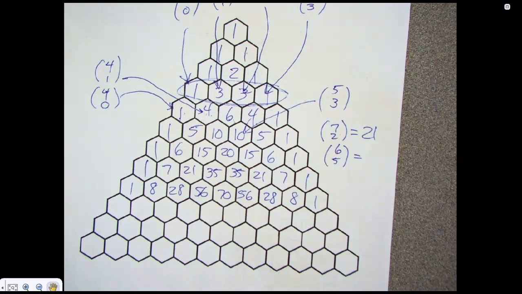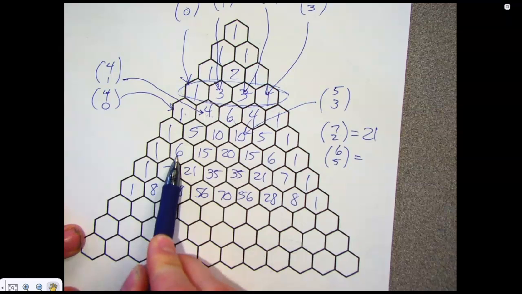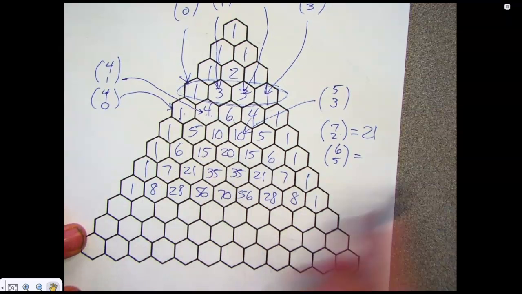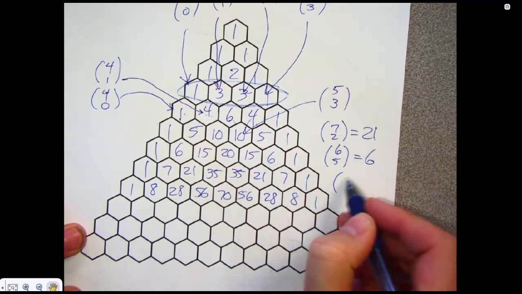What's 6 choose 5? Should be 6. So the 6th row. So this tells us 0, 1, 2, 3, 4, 5. Counting over would be 6. Do 8 choose 3.